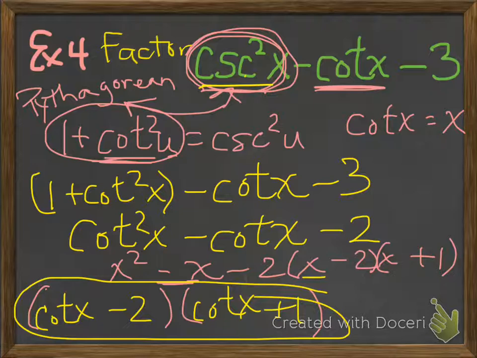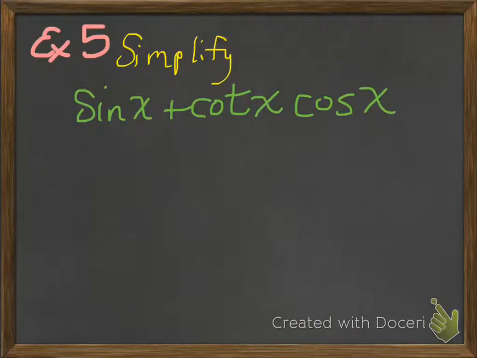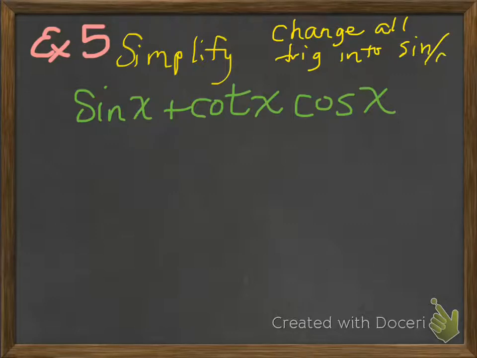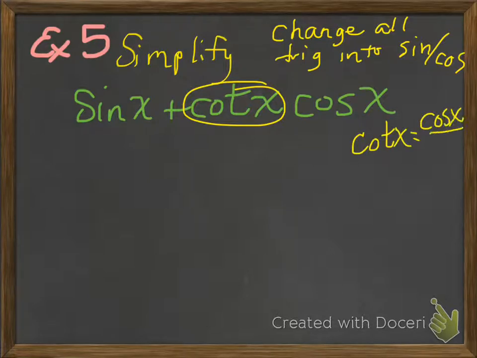Okay, so we are on to example 5 now, and we get another simplify. Love simplifies. Now what I'd love to do on these is change all trig notation into sines and cosines. So if I look on my trig identity, I'll take this cotangent x there, and the cotangent is actually equal to cosine over sine.